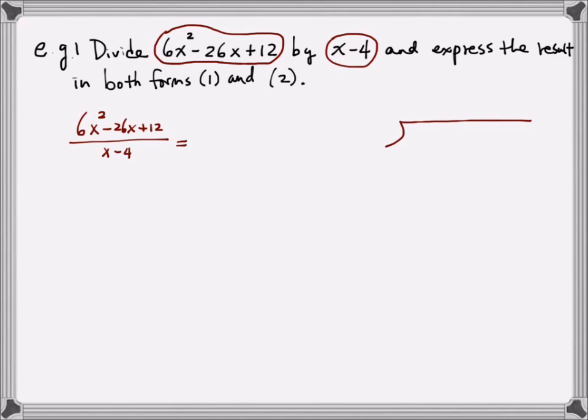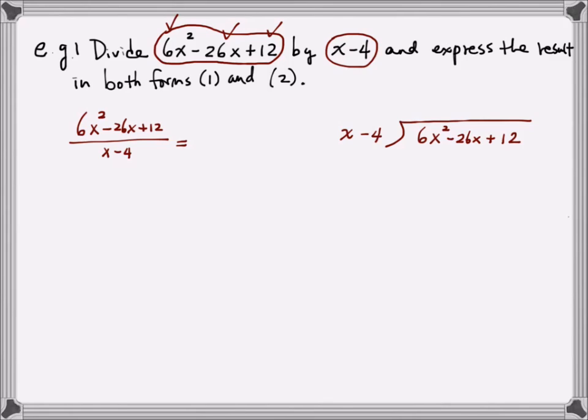First, we put the dividend inside. We have to make sure that it's written in descending order starting from the highest polynomial degree, in this case 6x squared. We have to fill in all the missing terms in between the highest degree and the constant term. In this case, all the degrees are present. We've got degree 2, degree 1, and degree 0, which is the constant term, all in place. We put the divisor on the outside.